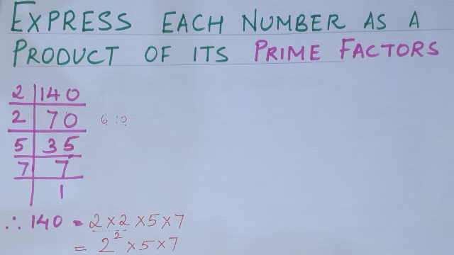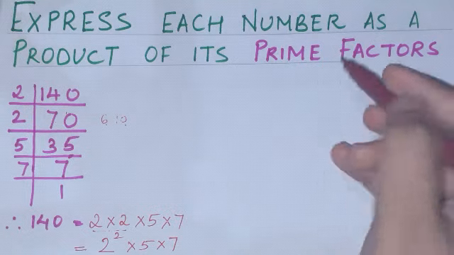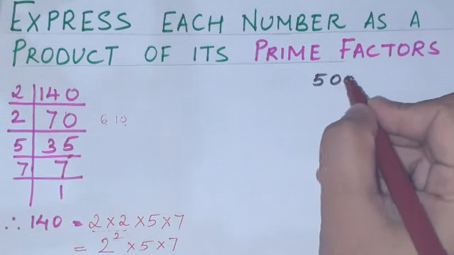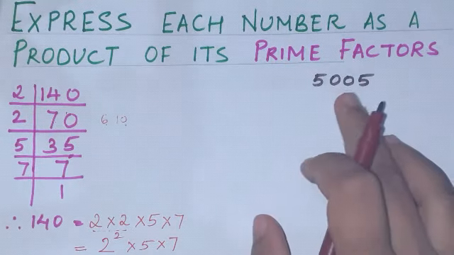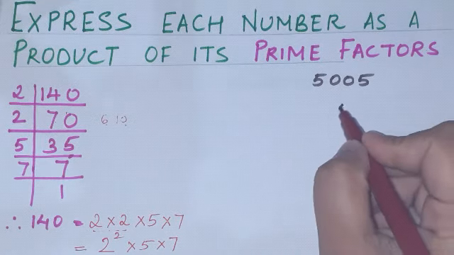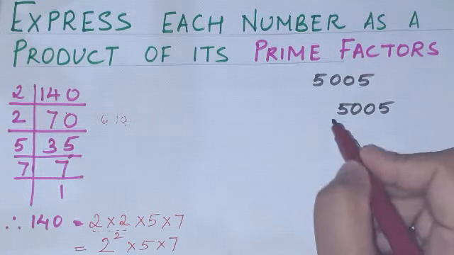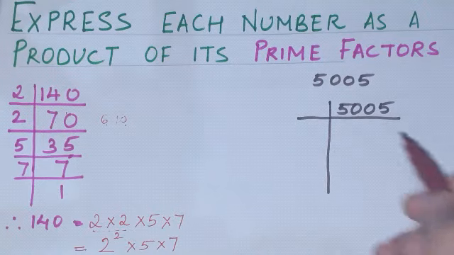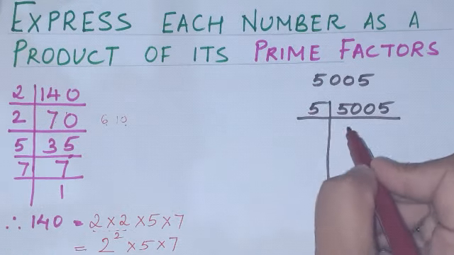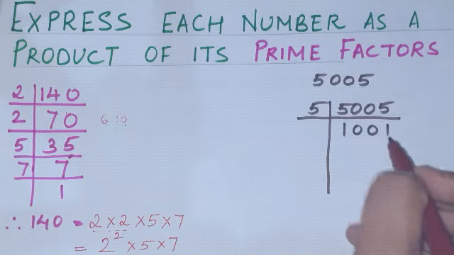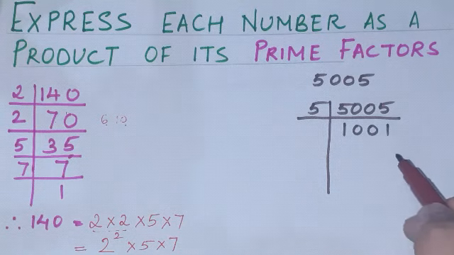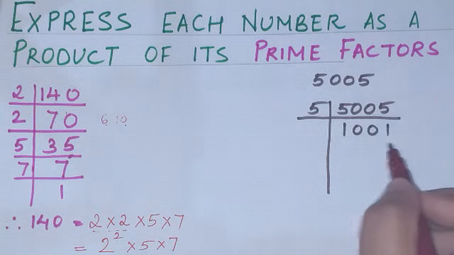Let's take another example of a number, say 5005. Now we will find out the factors of this number also. So again the same pattern. Since the number is 5005, 5 1s are 5, correct? 5 1s are 5, 0 will come 0, 5 1s are 5. Now 1001.